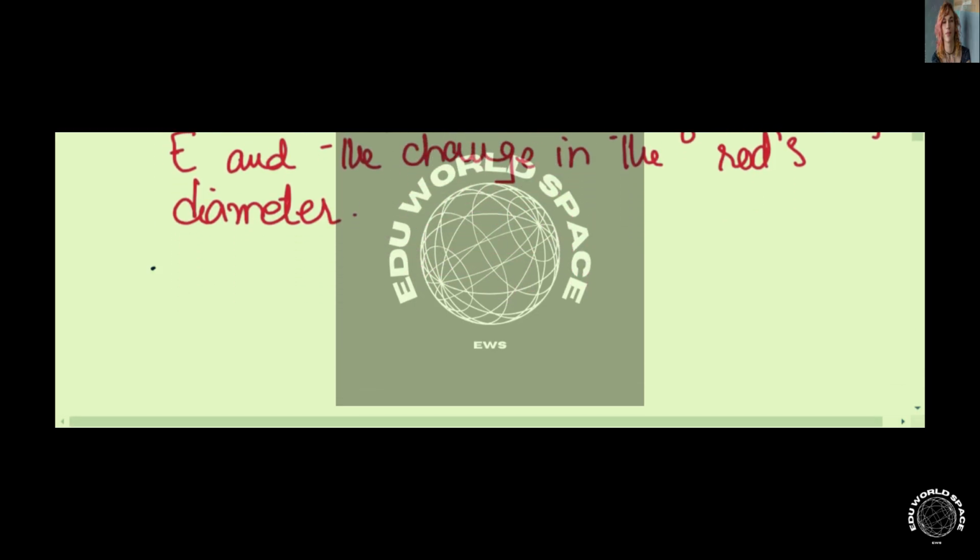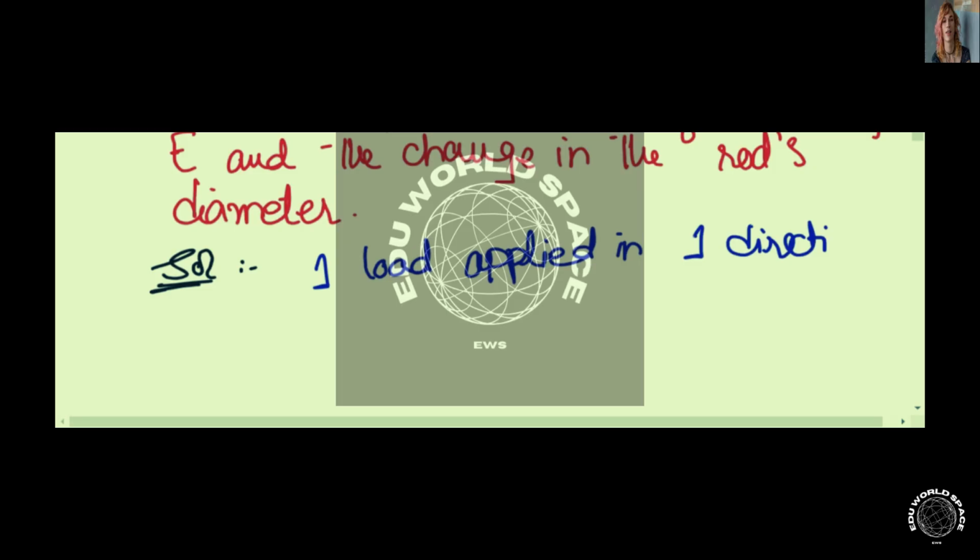The solution is very simple and very easy. Now over here we have only one load, so that is applied in only one direction. So what we're going to do over here is use Hooke's law for one direction.